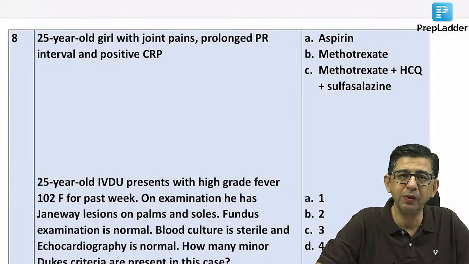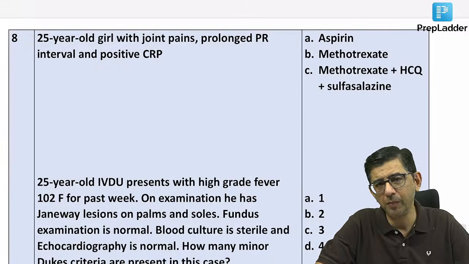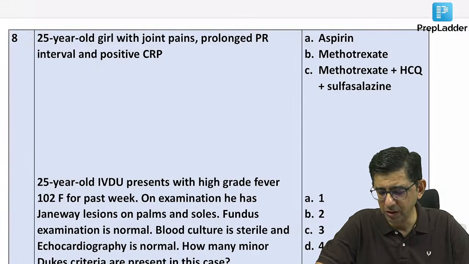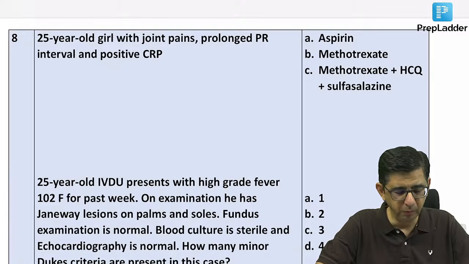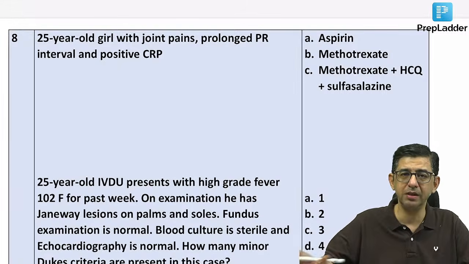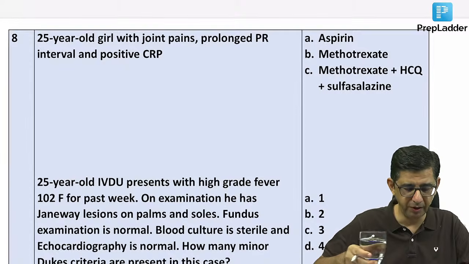Okay, moving to the next one. This girl is having joint pain, a 25-year-old girl. And a couple of other pieces of information are also given in this question, like a prolonged PR interval and a positive C-reactive protein. What would be the treatment that would be given in this case, considering the age group of the patient and the information which is provided simultaneously?